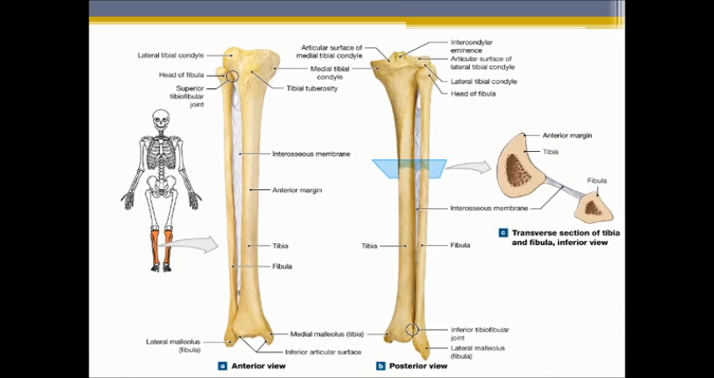Below this is the tibia and the fibula. It again has an interosseous membrane separating the two and keeping them together. The tibia has a medial tibial condyle and a lateral tibial condyle. Remember that the fibula is on the lateral surface, so the lateral condyle will face toward the fibula.